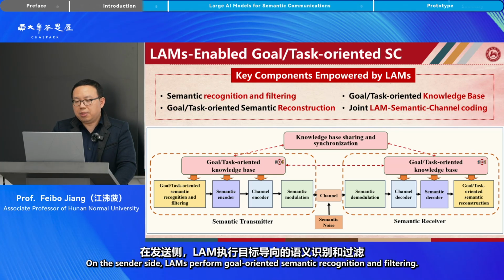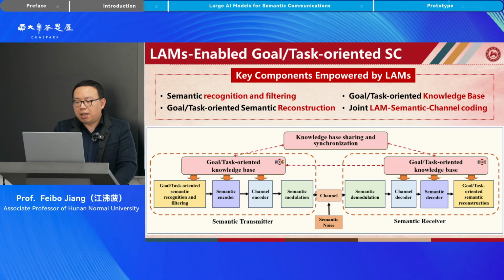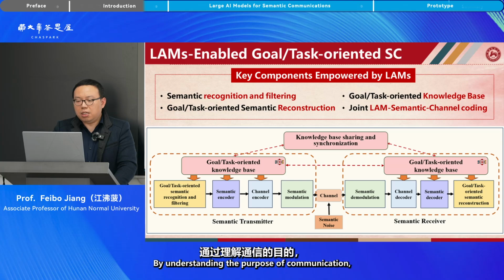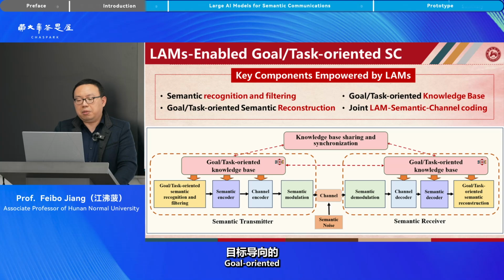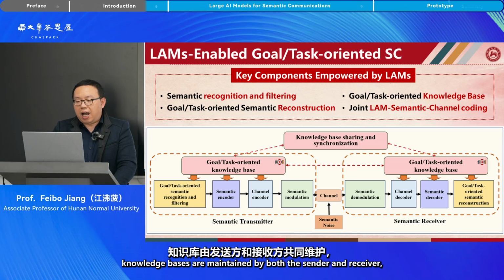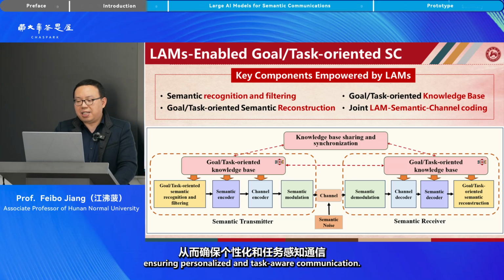On the sender side, NUMs perform goal-oriented semantic recognition and filtering. By understanding the purpose of communication, they extract and transmit only the most relevant information, reducing bandwidth usage. Goal-oriented knowledge bases are maintained by both the sender and receiver, ensuring personalized and task-aware communication.